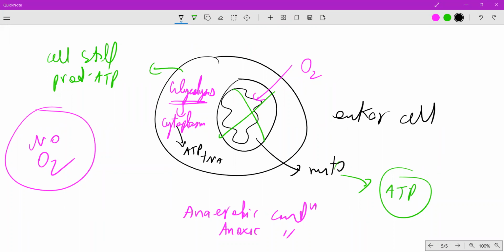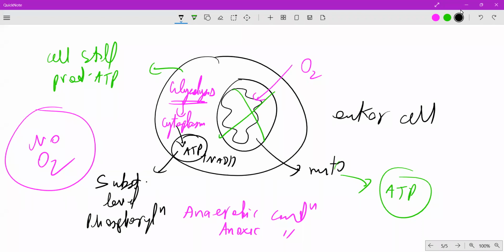Glycolysis produces NADH. We know this. NADH is also energy rich. ATP is also energy rich. Then what? If mitochondria is not functional, it does not have any harm. The cell can still produce ATP through a mechanism which is called substrate level phosphorylation. What do we call this? We call it substrate level phosphorylation.